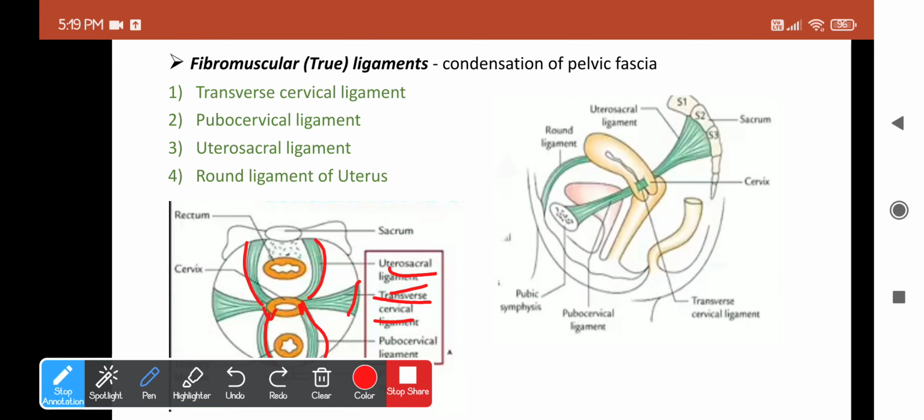So consider this as the lateral angle. It will pass forward and laterally and traverse through the inguinal canal. You have the inguinal canal over here. It will pass through the inguinal canal and the superficial ring, and it will split into numerous fibrous threads which will merge with the fibroareolar tissue of the labia majora. It will just fuse with the connective tissue of the labia majora over here.